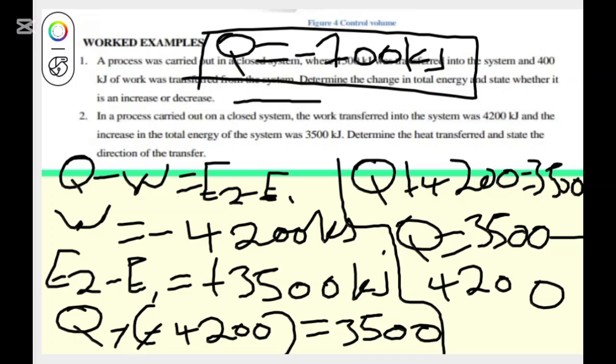The next question says state the direction of the transfer. The direction of this transfer is the negative sign. It means heat is rejected from the system. So therefore it is a negative sign, showing that heat is rejected from the system.